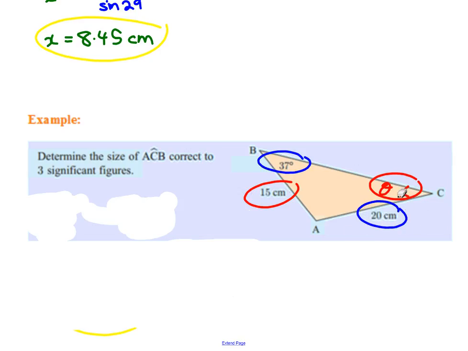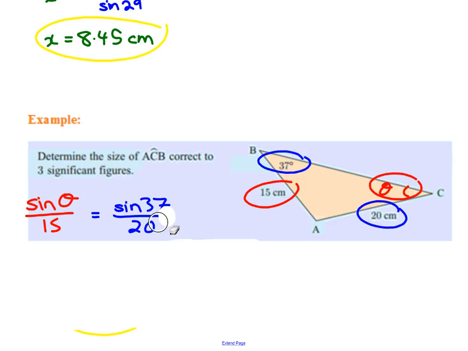Remember, the unknown has to be labelled for you to work that out. I would suggest you use the version where you put the angle on top, so sine theta over opposite side, so sine theta over 15 is equal to sine 37 over 20. Make sure you always show this step, rather than going straight to rearranging, because people can make mistakes in rearranging and you miss out on nice method marks when you do that.